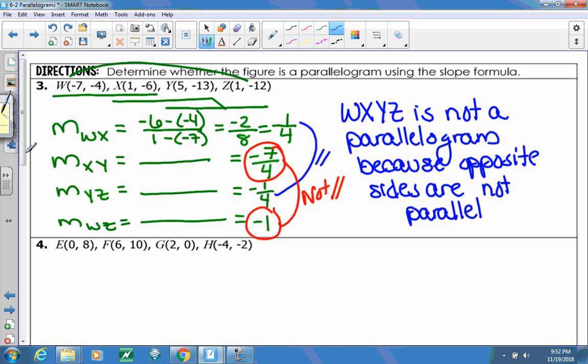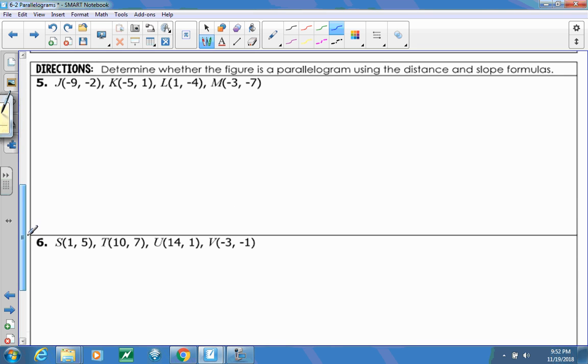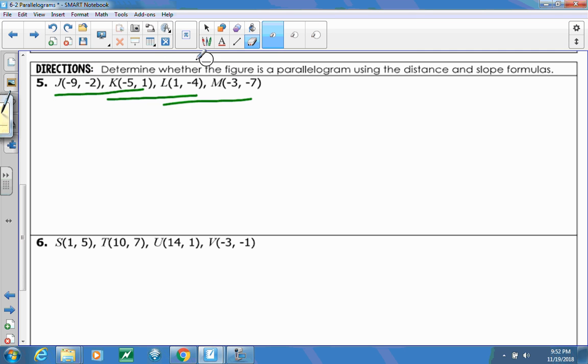Last but not least, we're going to take a look at the third option, which is using the slope and the distance formula to figure out if it's a parallelogram. And here you're looking at one pair of opposite sides. So once again, JK is one side, KL is another, LM is another, and then JM. If, however, we're going to be looking at opposite sides, if I take the opposite side here of JK, opposite of JK will be LM.